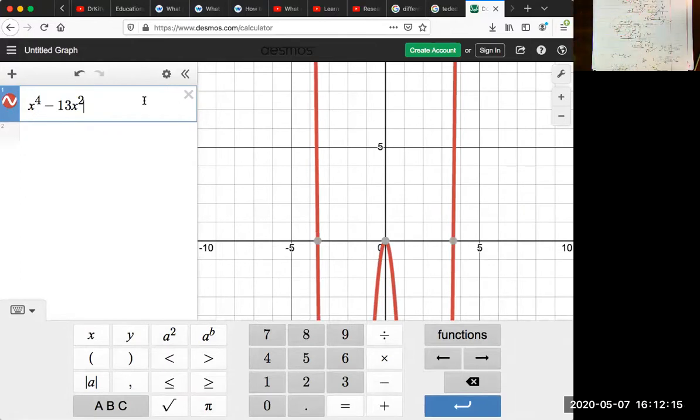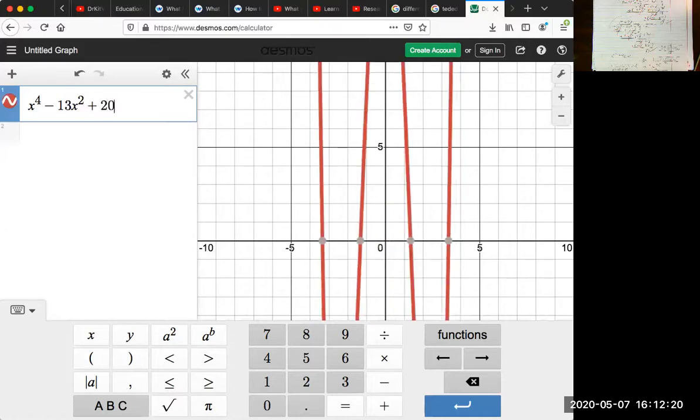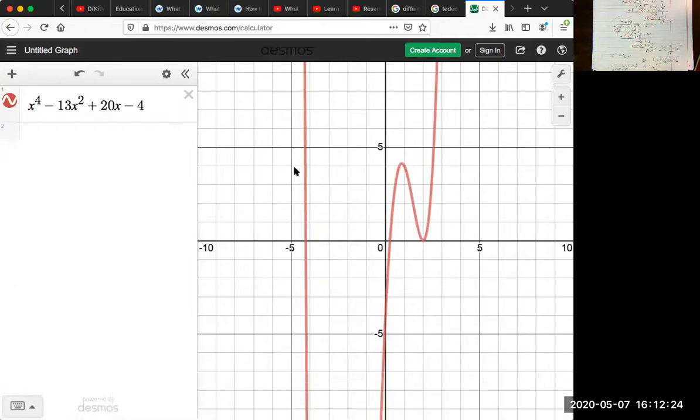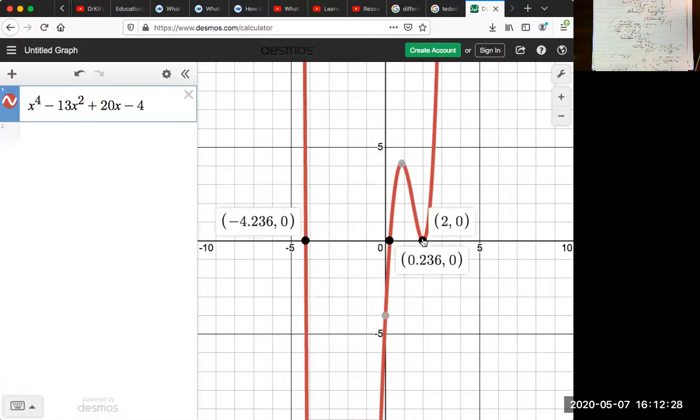X to the 4th minus 13x squared plus 20x minus 4. Look at these roots. We definitely see pass through, bounce. So we see that definitely at 2, it's a multiplicity of 2. I'm going to go ahead and calculate negative 2 plus square root 5.